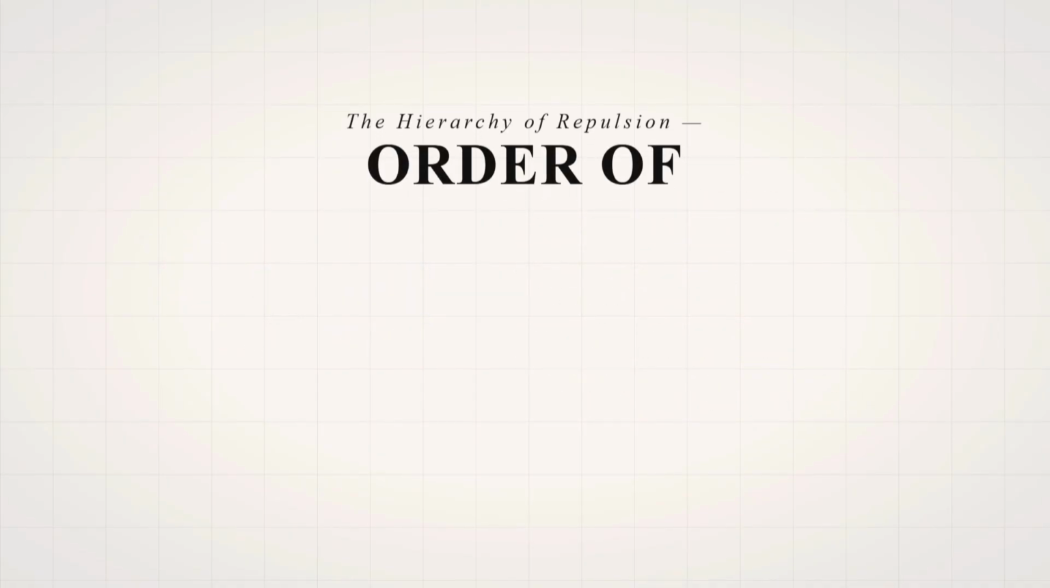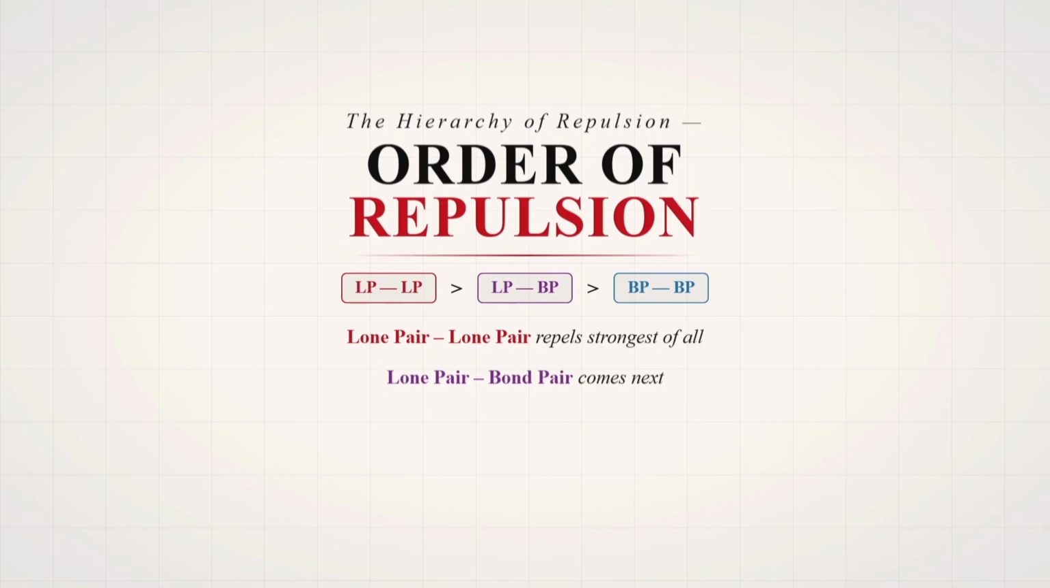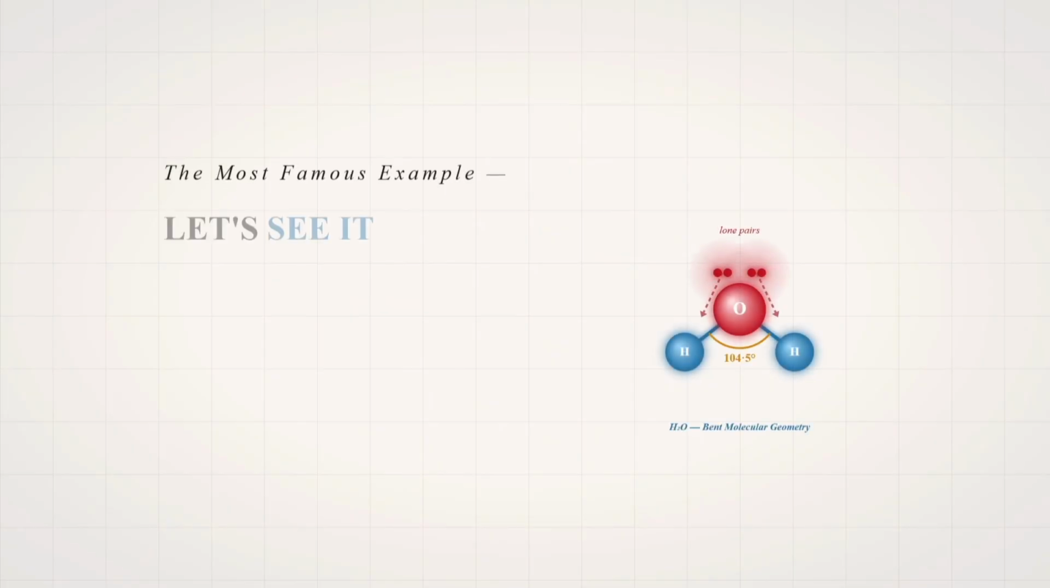Lone pairs top the order of repulsion. Lone pair-bond pair is intermediate, and bond pair-bond pair has the lowest repulsion. This stronger repulsion changes molecular shape. Let's see the most famous example.